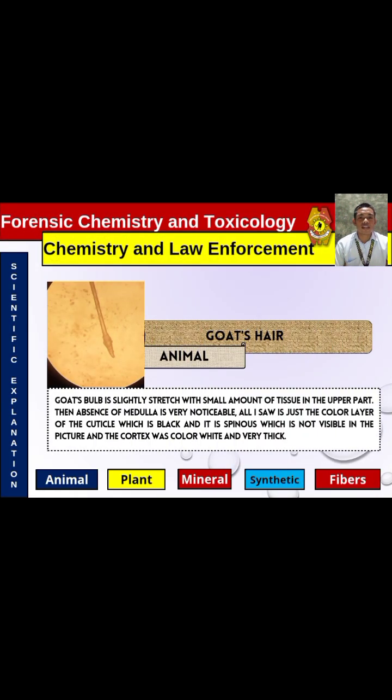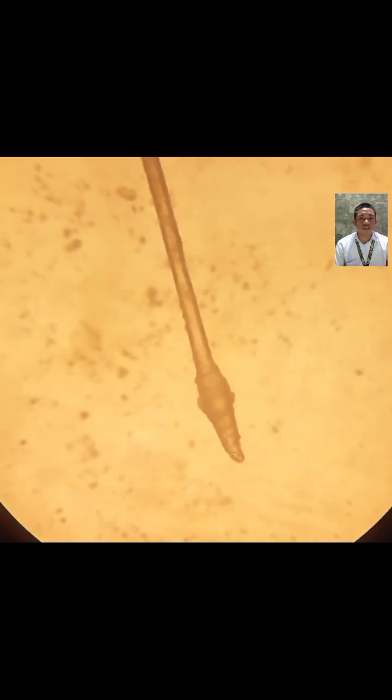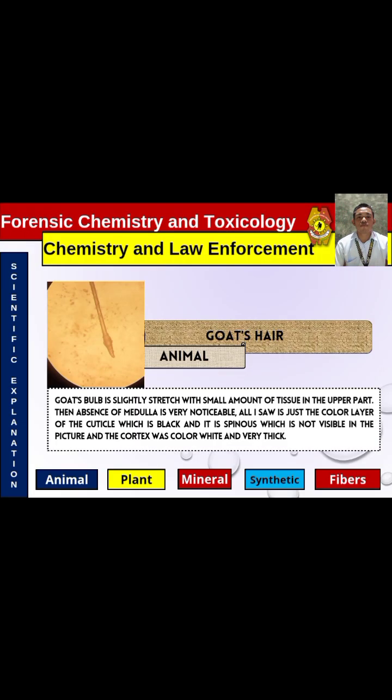Goat's bulb is lightly stretched with a small amount of tissue in the upper part. Then the absence of medulla is very noticeable. All I saw is just the color layer of the cuticle, which is black, and it is spinous, which is not visible in the picture, and the cortex was white and very thick.